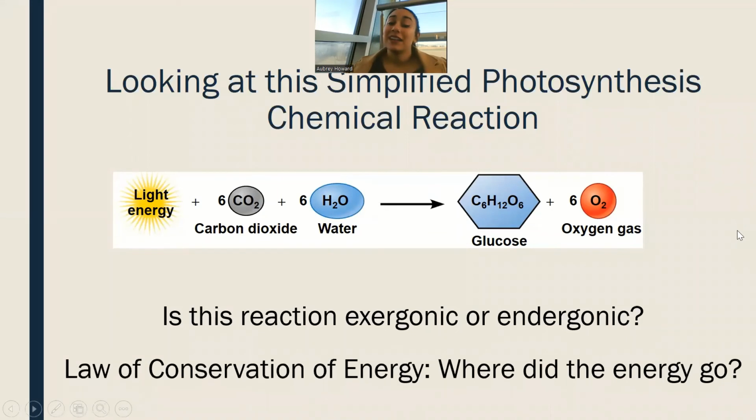But now my next question is, where did the energy go? So the first law of thermodynamics, which is our law of conservation of energy, tells us energy cannot be created or destroyed. Well, we have energy here. That means there has to be energy over here on this side. What happened to it?